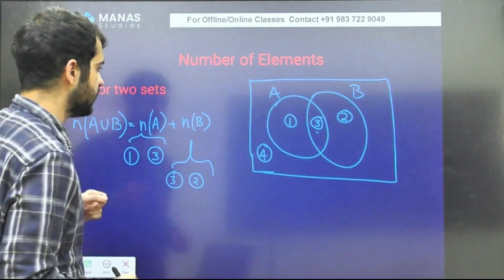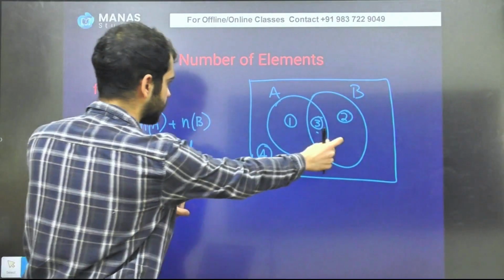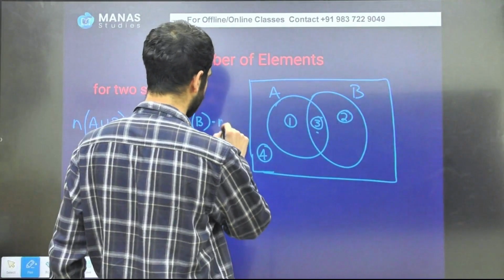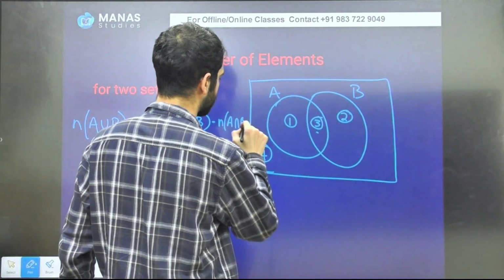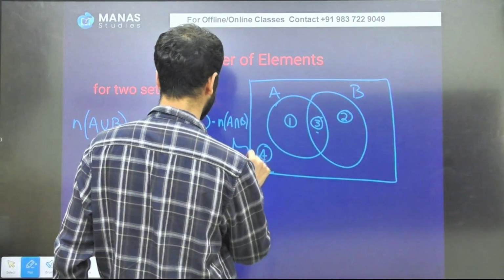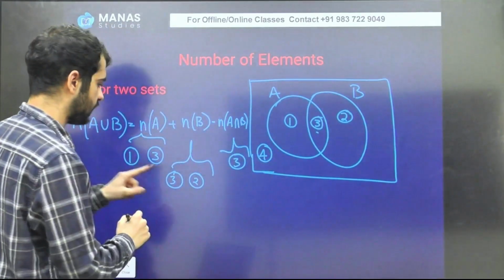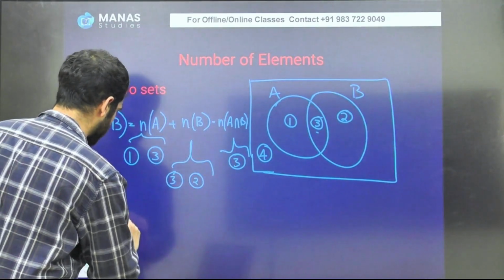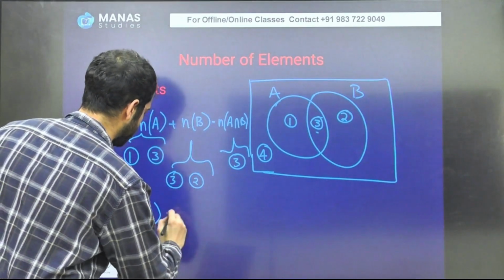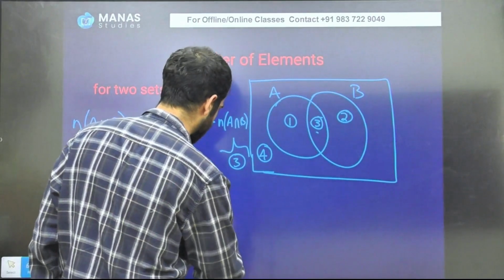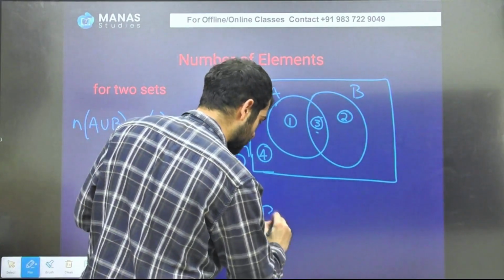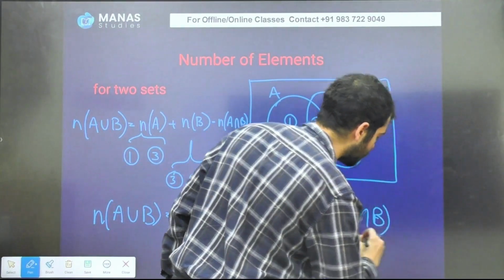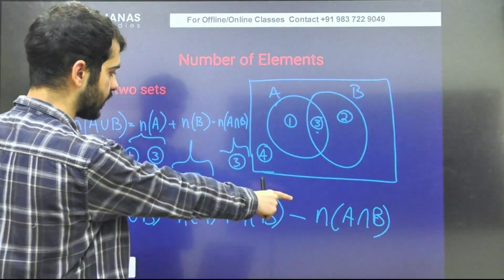Now as we can see, I have taken 1, I have taken 2, but I have taken 3 two times. So I have to remove that, and I will write N A intersection B, that is region 3. So now I have 1, I have 2, and 1, 3 will get eliminated. So the formula becomes the number of elements in A union B can be written as number of elements in A plus number of elements in B, and we are going to remove the number of elements in A intersection B because they are coming two times, so we have to remove it once.